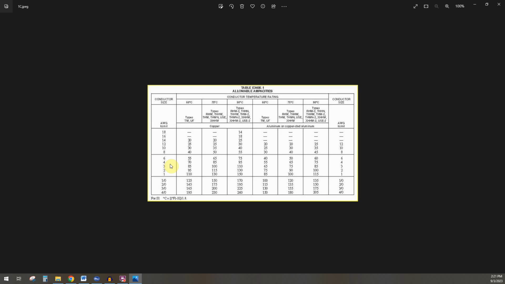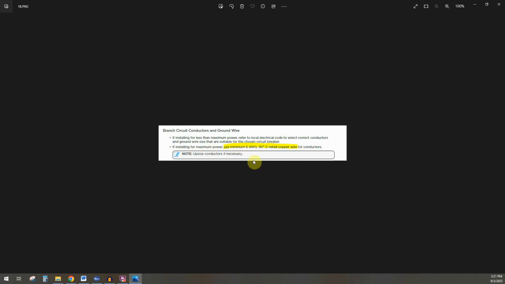On top of that, it's very expensive as well. So that's why I just went with the 6 gauge. And it says it's fine in the Tesla manual, so I'm okay with that. And I just monitor it to make sure it's okay.